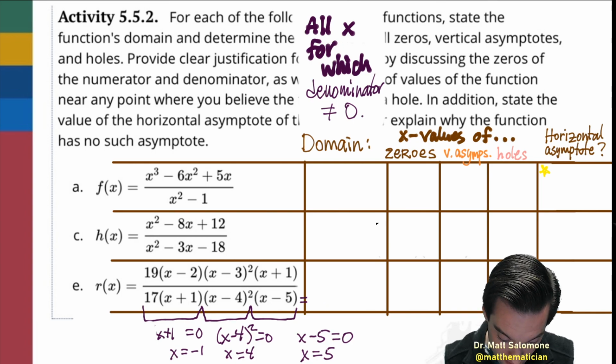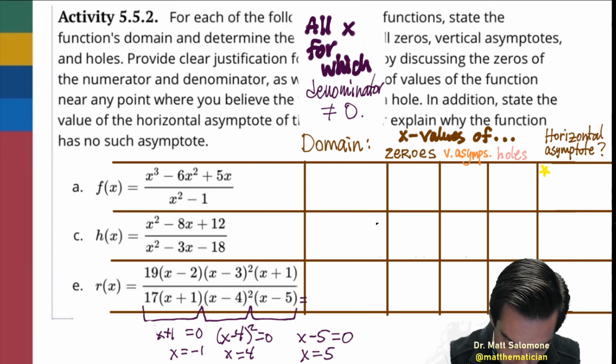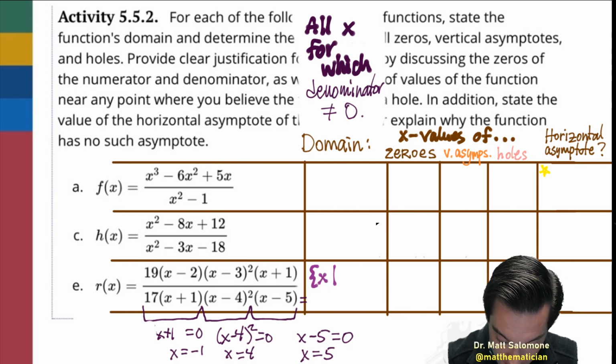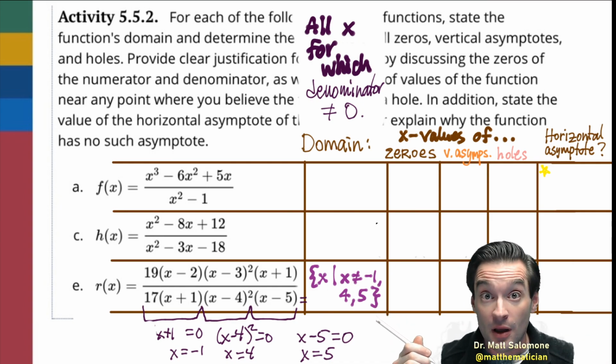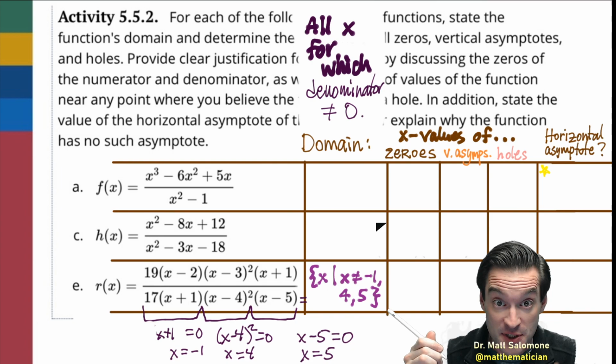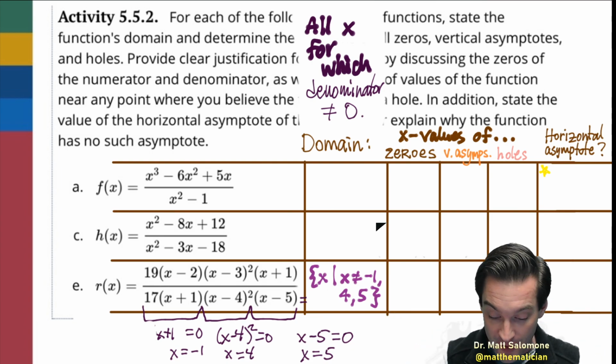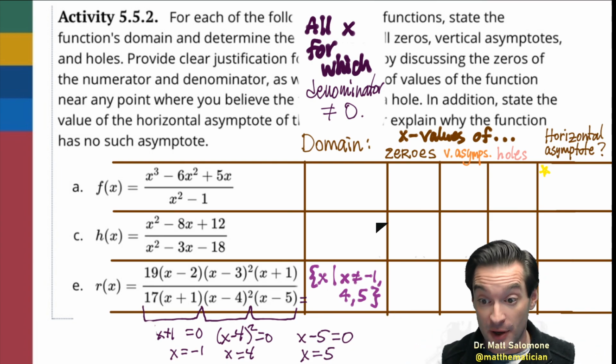We could write it a few different ways. One way to do it would be to just use the set builder notation for it and write that the domain is the set of all real numbers x such that x is not equal to negative 1, is not equal to 4, and is not equal to 5. So that is one way of writing down the domain of this function. Just tell me which x's are disallowed, and then all the other x's will comprise my domain.